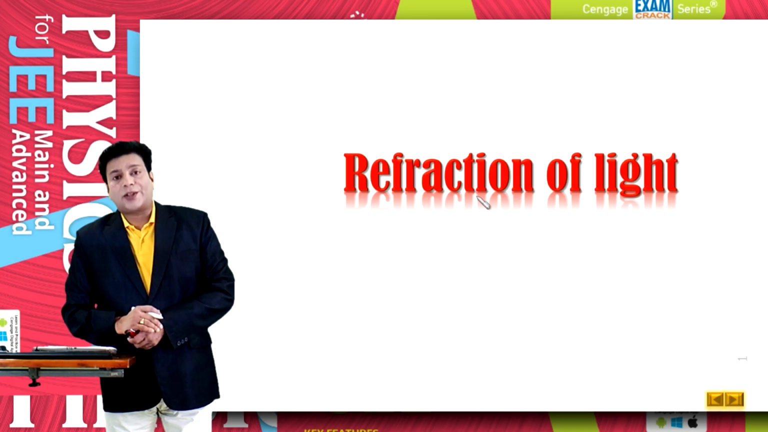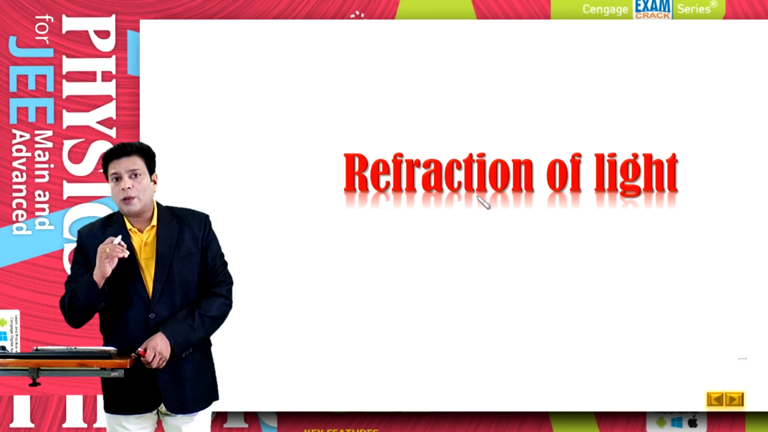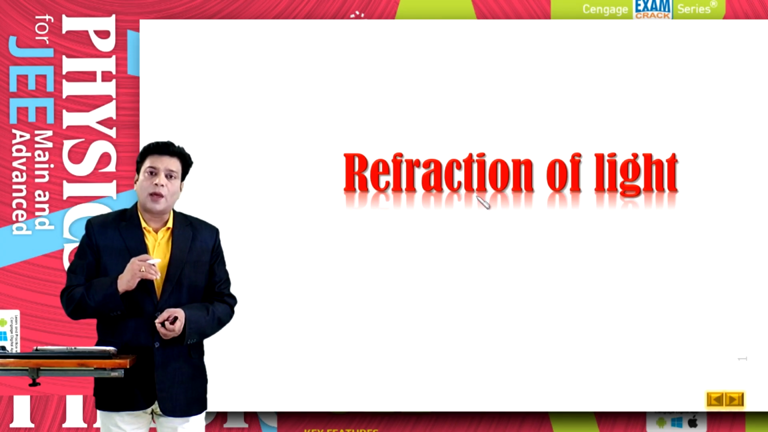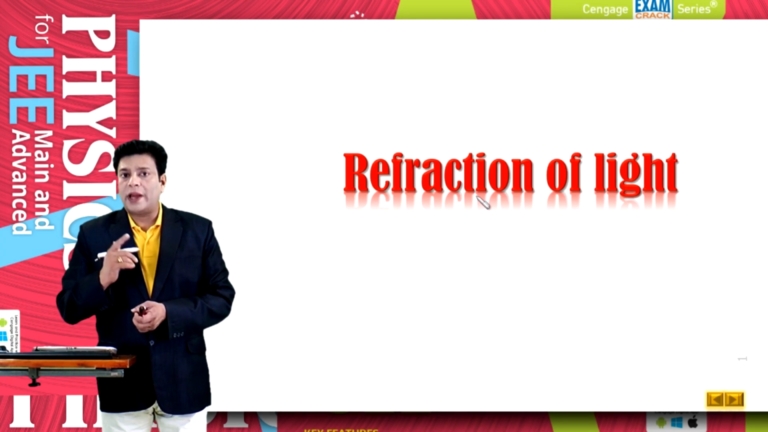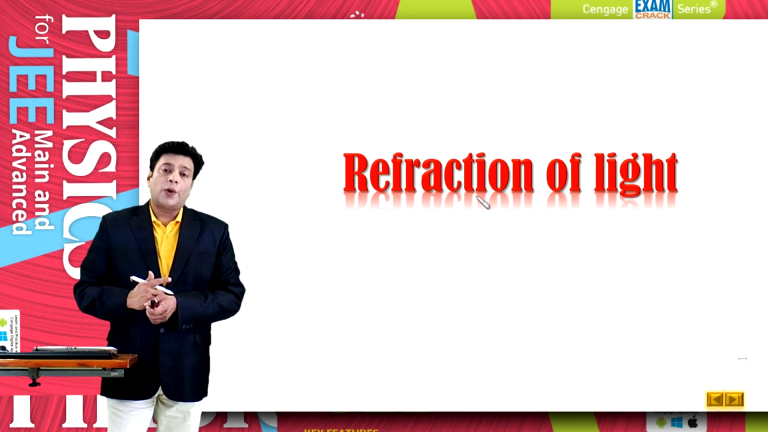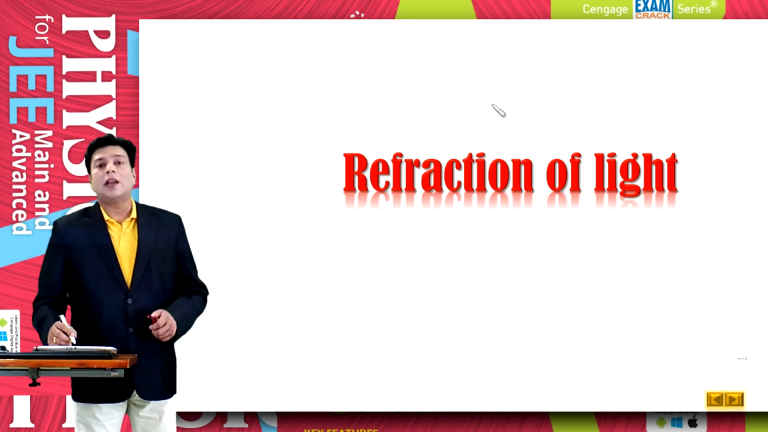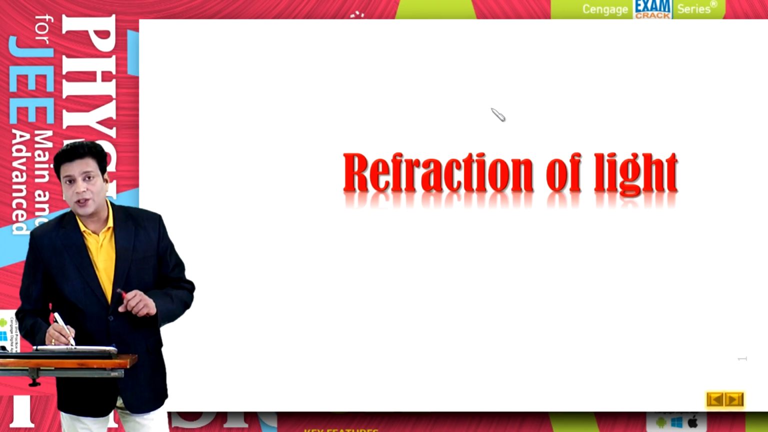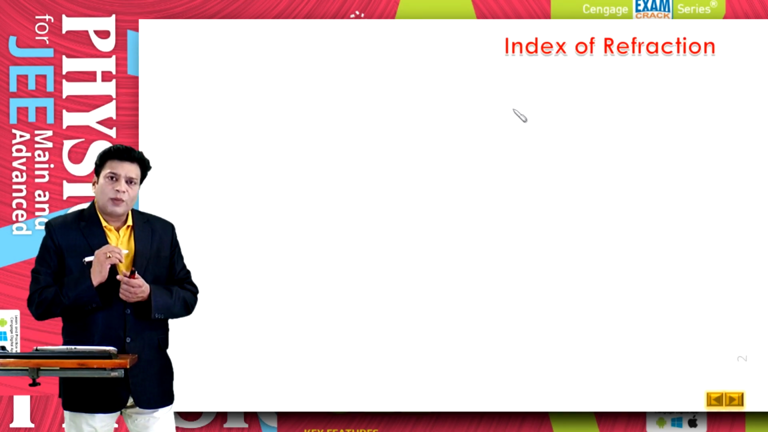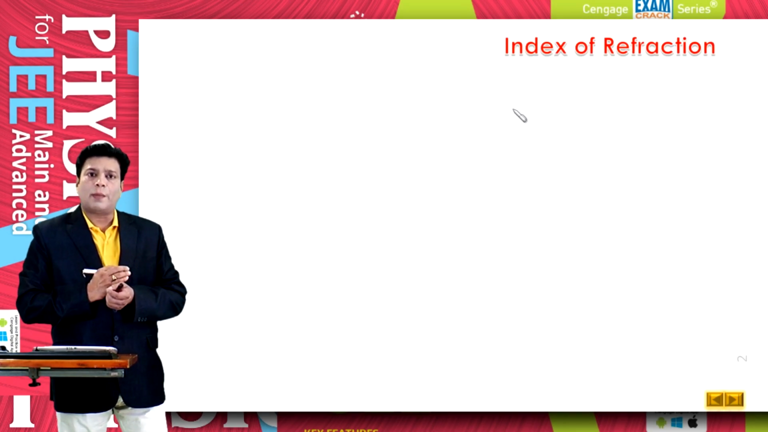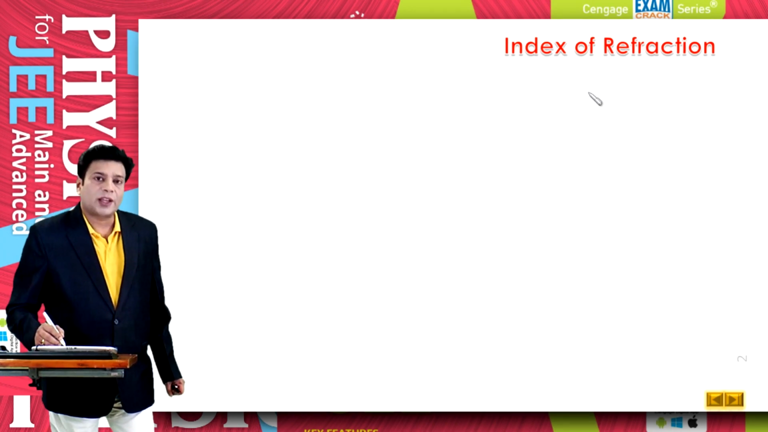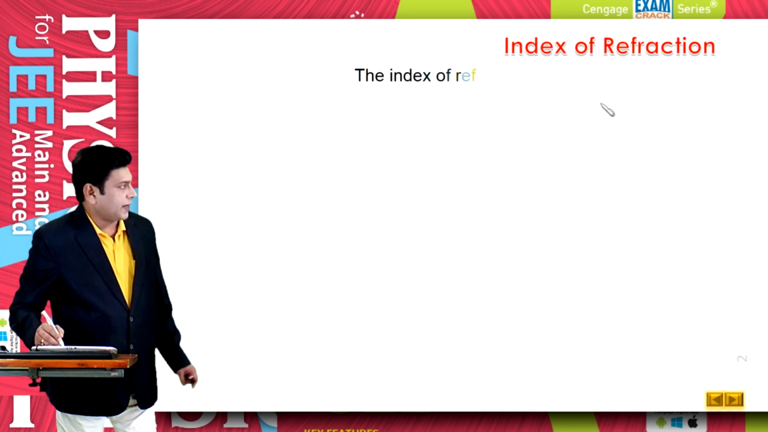To describe the extent to which the speed of light in a material medium differs from the speed of light in vacuum, we use one parameter called the index of refraction or refractive index. So let us learn about the refractive index of a material. The refractive index of the material medium is the ratio of the light speed in the vacuum to the light speed in the material.